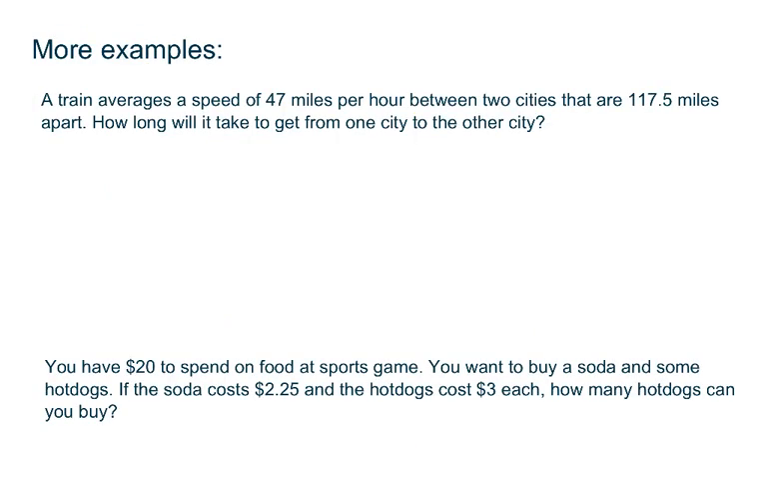But now let's look at a slightly harder word problem. So let's say we have this one right here. So this would be number 3. A train averages a speed of 47 miles per hour between two cities that are 117.5 miles apart.